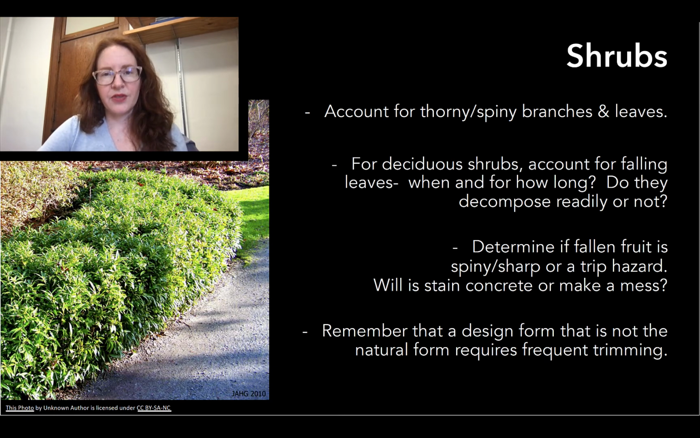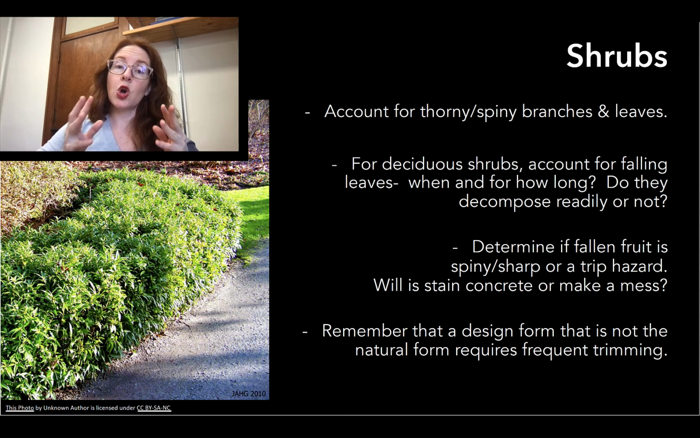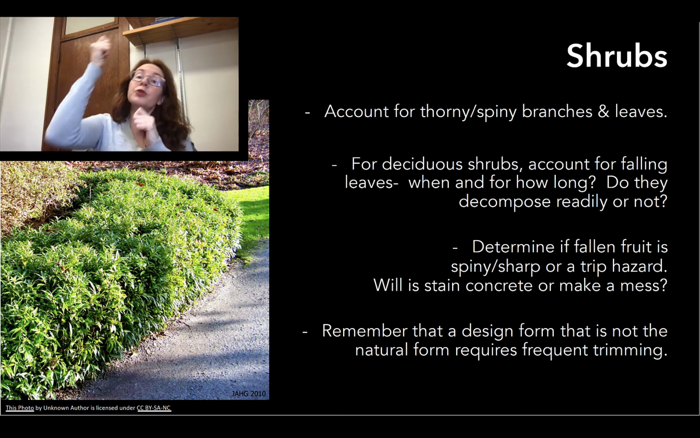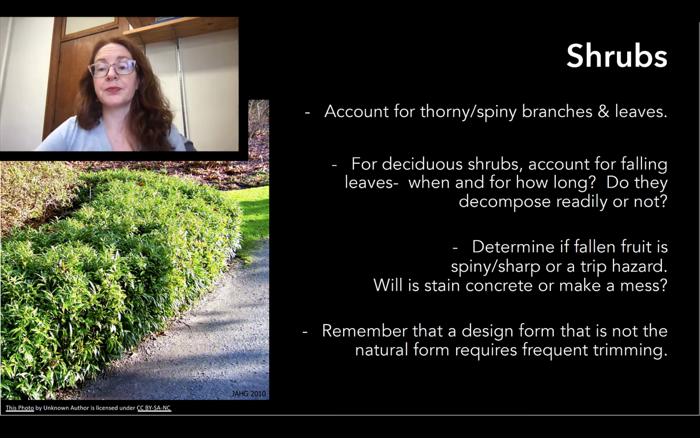Shrubs. Kind of like vines, we need to think about if they're thorny or spiny and think about where we're placing them, especially if they're next to a high use area by maintenance workers. You wouldn't want to plant something really treacherous, heavily armed, next to a place where a worker would have to do a lot of work or pruning that might push them into those.